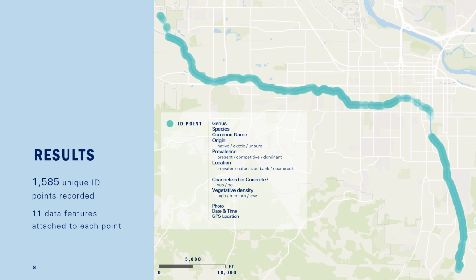And then each point also had some information just about the area that I was in. So was the area channelized in concrete? And then was the relative vegetative density high, medium, or low? And then each of these points also came with a photo and were automatically tagged with date and time and their GPS location.